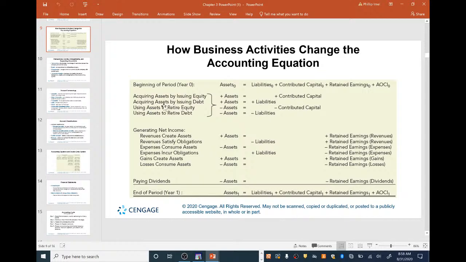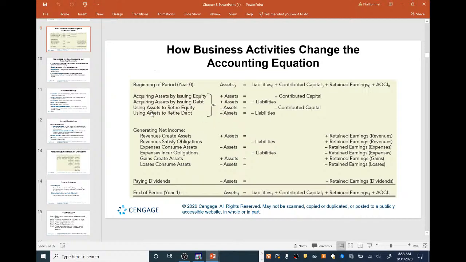Next, what if we acquired assets by issuing debt? Once again, assets are increasing because we acquired assets, but now the way that we've acquired them was by issuing debt. So now we're going to increase our liabilities. We've now incurred an additional liability, right? Because we acquired assets by issuing debt. Assets increase, liabilities increase. Now let's say that we use assets to retire equity, okay?